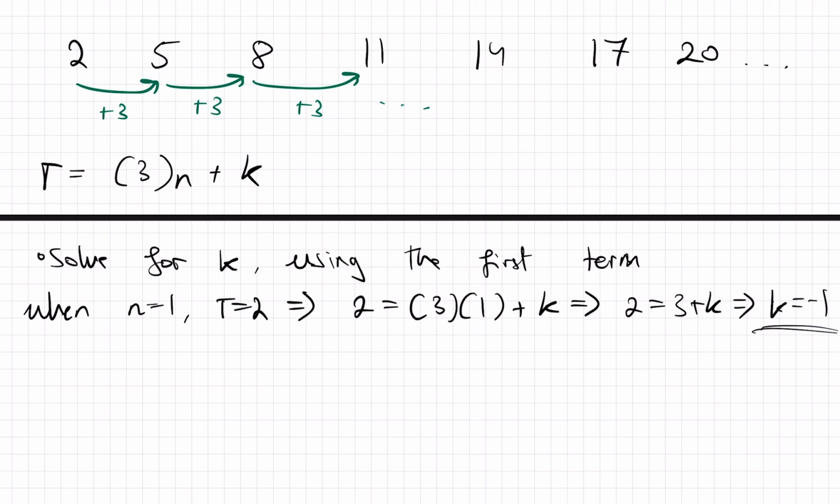Just like that. Now we take this information and substitute it back into the original equation. So t is equal to 3n minus 1. And there we go. We formed our nth term.